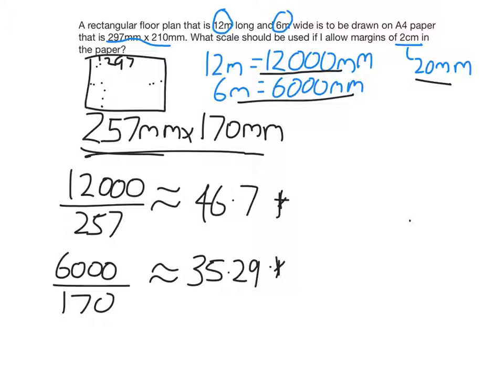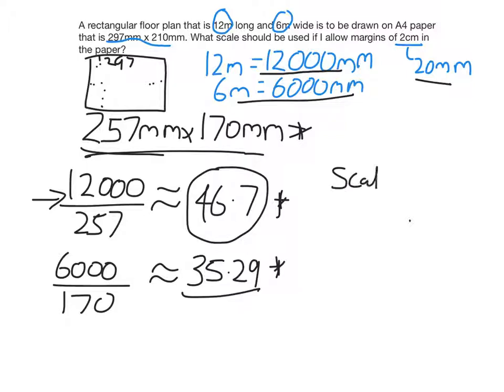If it's a true scale drawing, I can't have different scale factors for the length and the width. So what I do is I choose the larger one of these. If I choose the smaller, then this one here won't fit. The 12 meter rectangular floor plan, that dimension won't quite fit within paper of this dimension. So I always choose the bigger scale, so the scale 46.7.